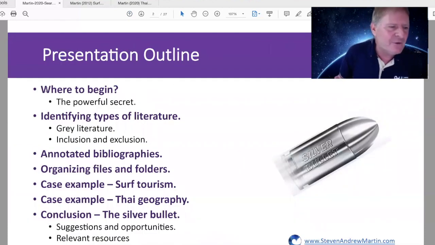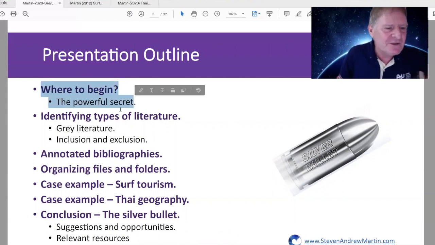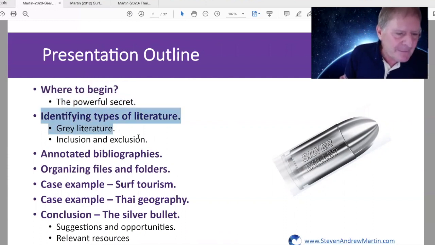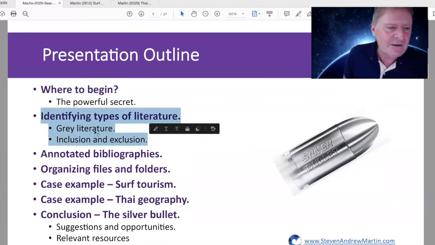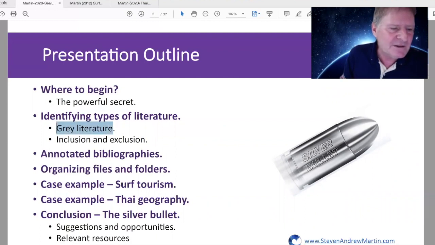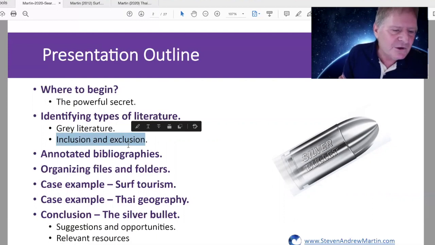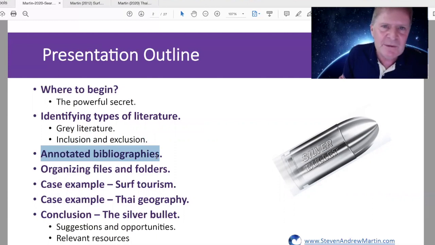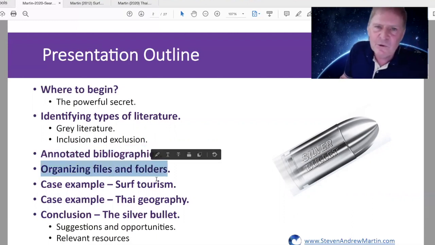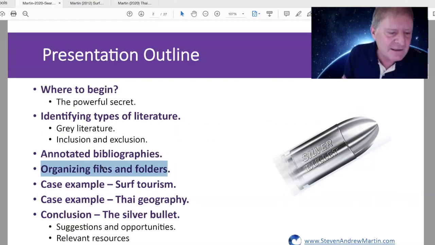So with that, a brief review of the outline I have for you today. We start off here with where to begin, the powerful secret. So I've introduced that. Then I'm going to jump into identifying types of literature, and I'm going to discuss quite a bit on gray literature. It's a kind of side topic to the systematic review, but it's important. And then how we include and exclude literature in our work. I want to touch on annotated bibliography because it's part of the structure of the systematic review, and talk a little bit about organizing files and folders. This is something that's helped me a lot in my work.